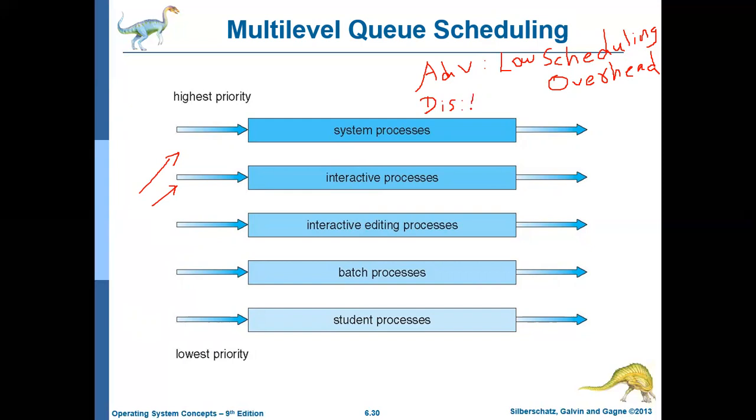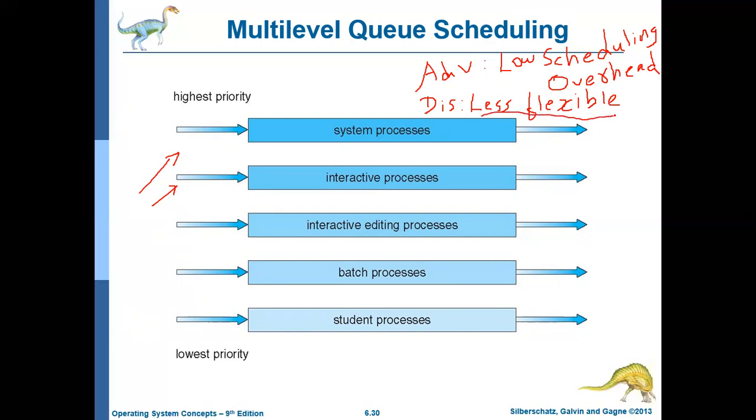It is not flexible. Not flexible in the sense of what? Where is it not flexible? It is not flexible in the sense that you cannot move a process from one queue to another queue. For example, if you want to move a process from higher priority to lower priority, that is not possible. Or if you want to move a process from lower priority to higher priority, that is also not possible. So the disadvantage is it is less flexible.